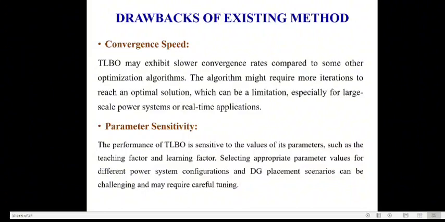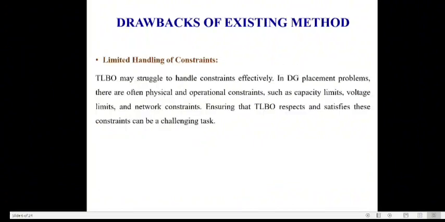The performance of TLBO is sensitive to the values of its parameters, such as the teaching factor and learning factor. Selecting appropriate parameter values for different power system configurations and DG placement scenarios can be challenging and may require careful tuning. Limited handling of constraints.